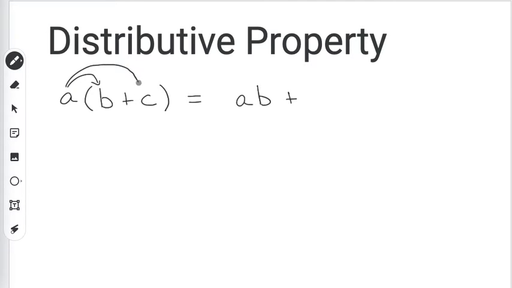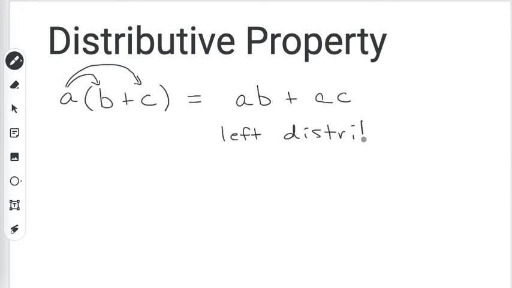Okay, so the next property is going to be called the distributive property. The distributive property says that we can distribute something on the left side and multiply it by everything on the inside. So we would first multiply A by B to get AB, and then we would multiply A by C on the inside to get AC. This is called left distribution.